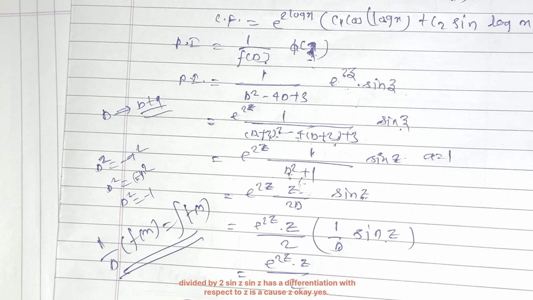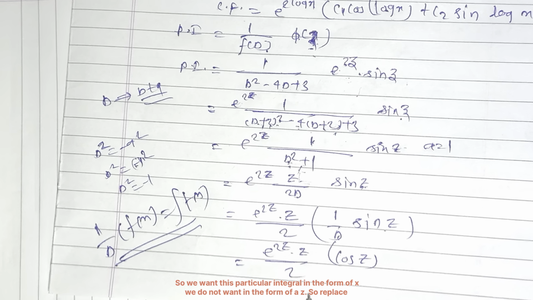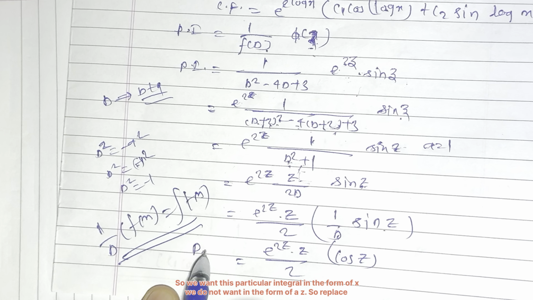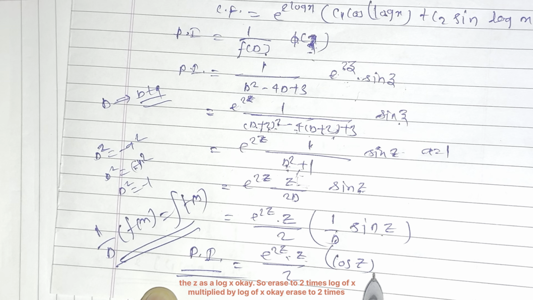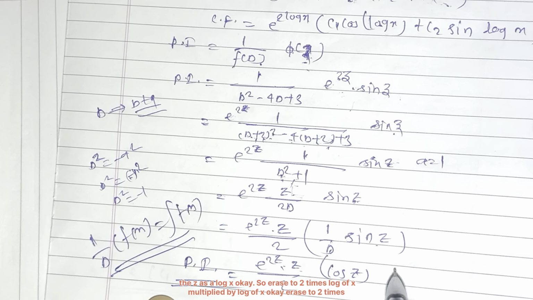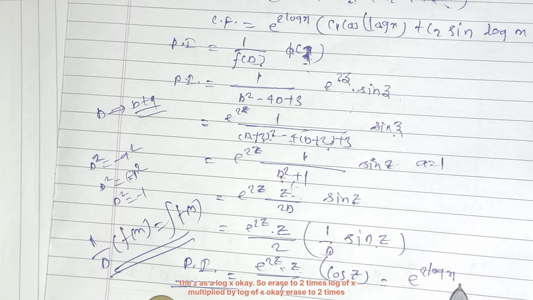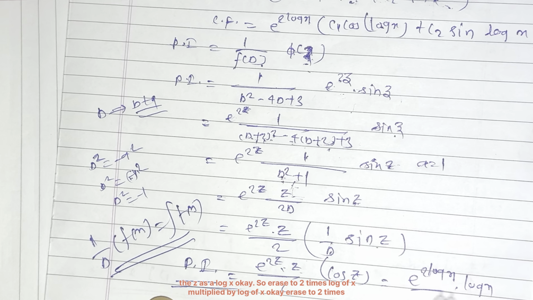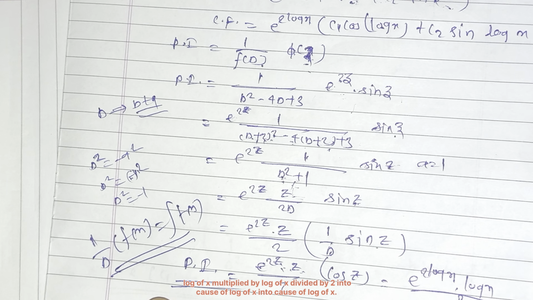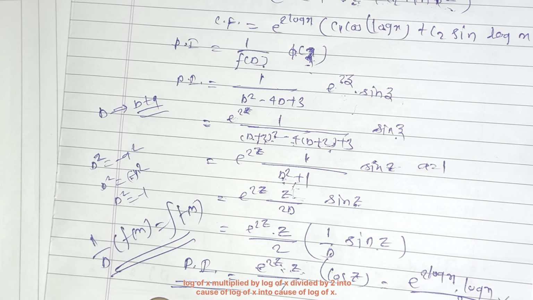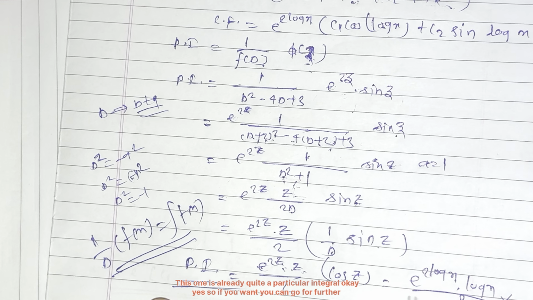The integration of sin z with respect to z is minus cos z. We want this particular integral in the form of x, not in the form of z, so replace z by log x. So e raised to 2 times log x, multiplied by log x, divided by 2, into cos of log x. This one is our required particular integral.